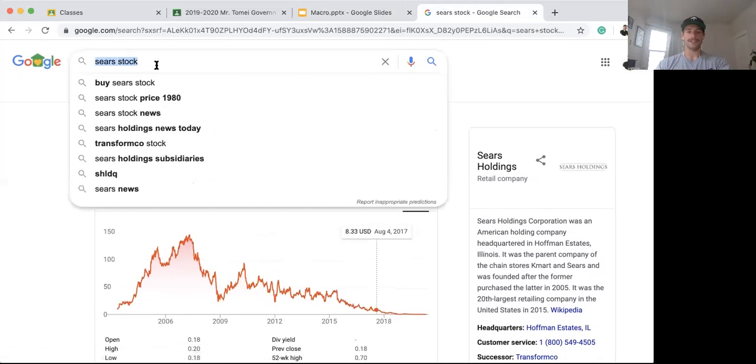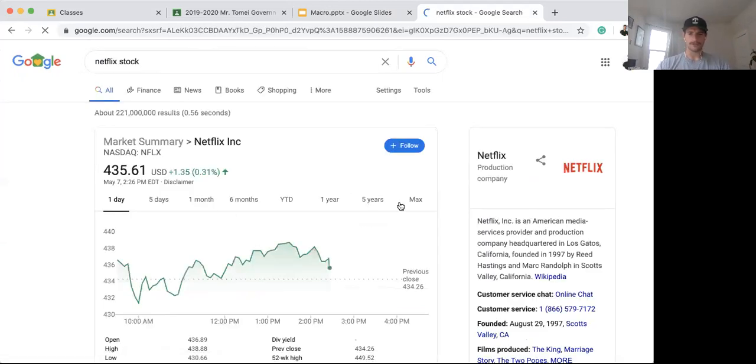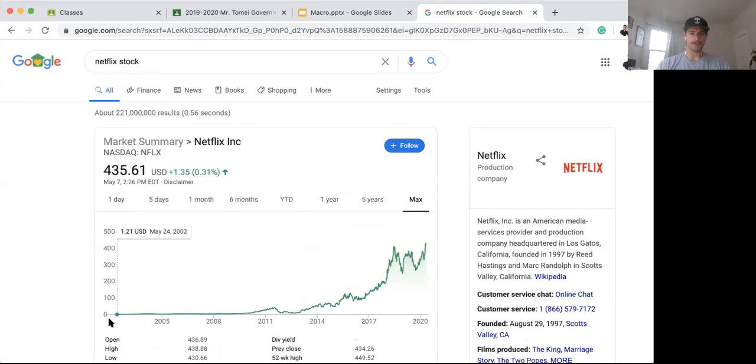If you look at a company like Netflix stock, see what we get from the max from them. When they first started back in 2002, they were only worth $1.21. But over time, as Netflix has really taken over the streaming market, it's worth $435. And that's because, unlike Sears, Netflix is a company built for the future in the 21st century. So over time they've grown and grown and grown.